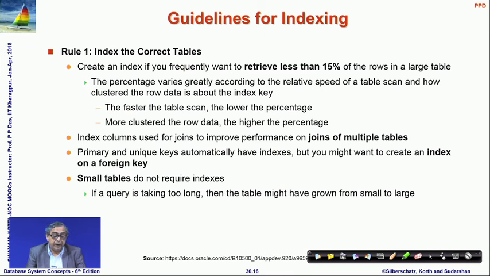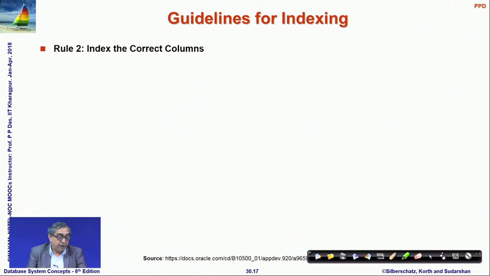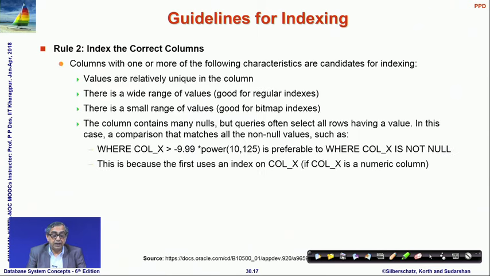If a query is requiring unnecessarily long time or unexpectedly long time, it is time to check if the table has become really big compared to small, and it might be time to index that. So, rule 1, index the correct tables, and certainly related to that is index the correct columns. The columns with some of the characteristics I have just noted down are good candidates for indexing. If values are relatively unique in the column, then indexing will give you good benefit. If there is a wide range of values, regular indexes will work well. If there is a small range of values, bitmap indexes will give you good results.